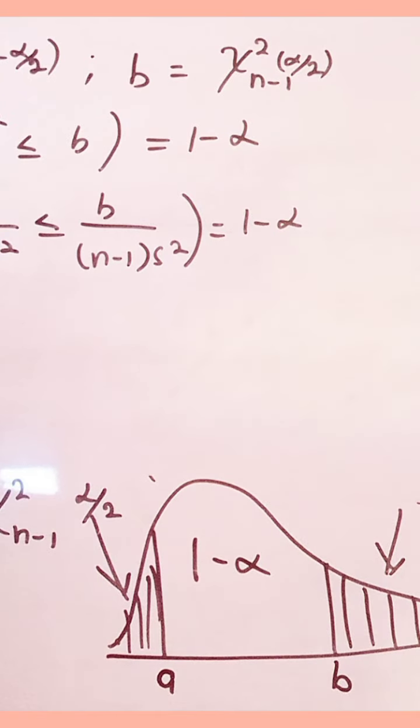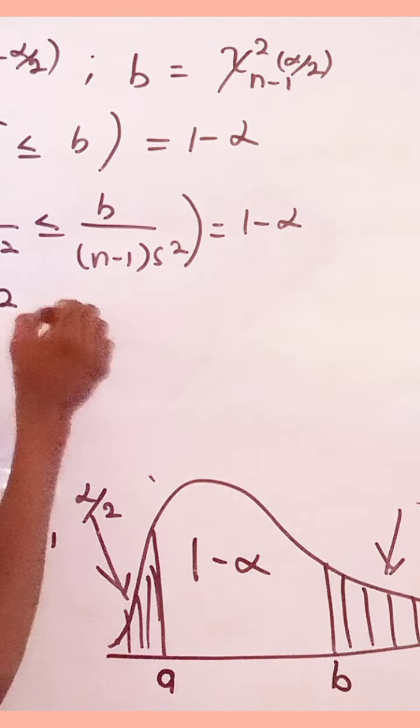If you take 1 over this quantity, you are going to have P of, this one will come up while this A will come down. So you have n minus 1 s raised to power 2 all over A. This sign is no longer going to be less than or equal to, it is going to be greater than or equal to. Here, what you have is 1 over sigma squared. Because you are taking the reciprocal, it becomes sigma squared. Here becomes greater than or equal to.